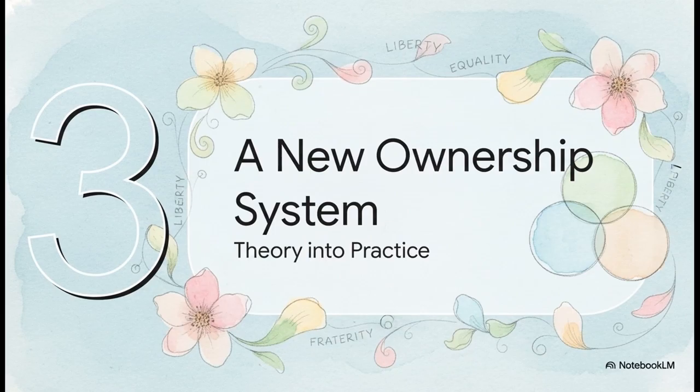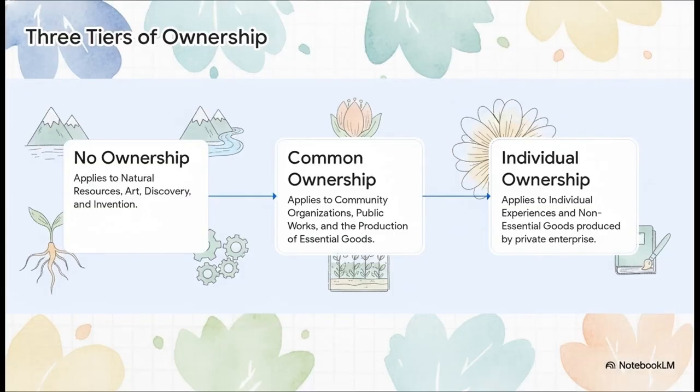So theory is great, but how does all this translate into actual practice? Well, one of the most concrete proposals here is a complete reimagining of our whole concept of ownership. This slide just illustrates the model perfectly. It's basically proposing three tiers of ownership. First, some things simply can't be owned, like the oceans or a new scientific discovery. They belong to everyone, period. Second, things like essential services and community infrastructure are under common ownership.